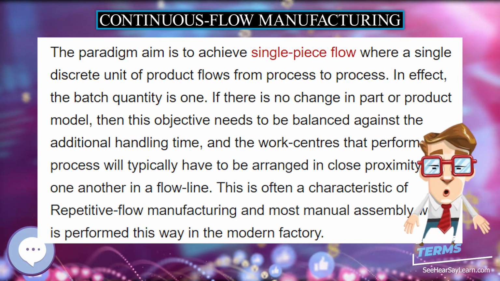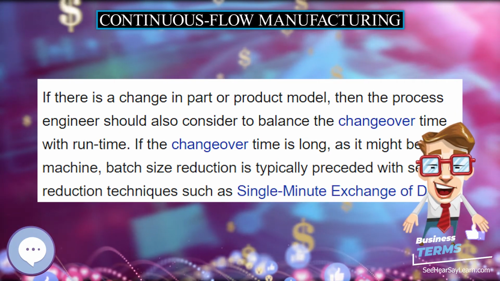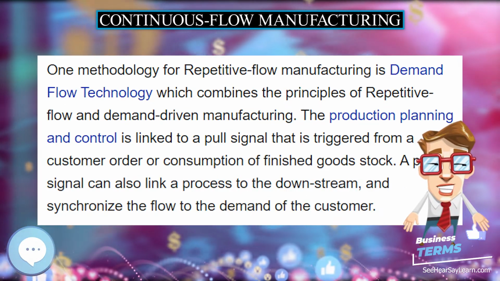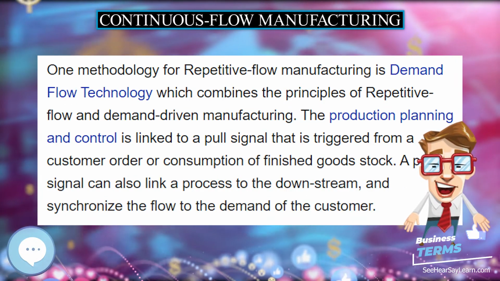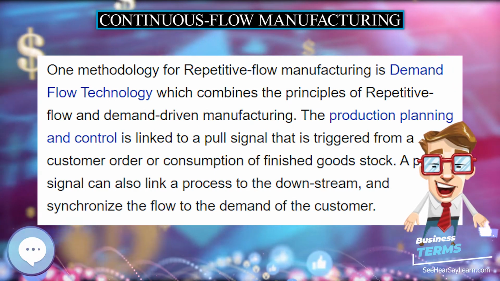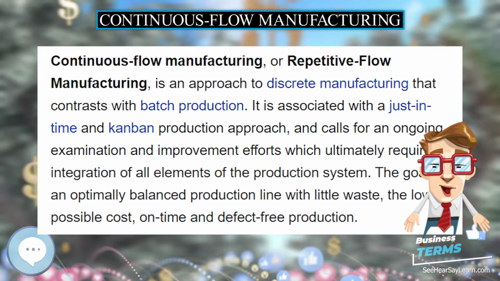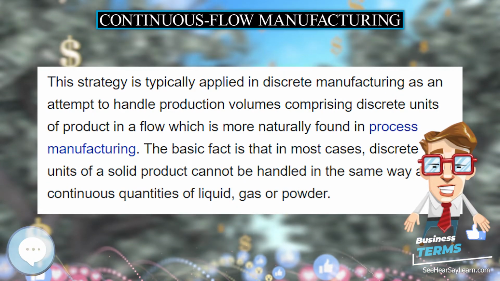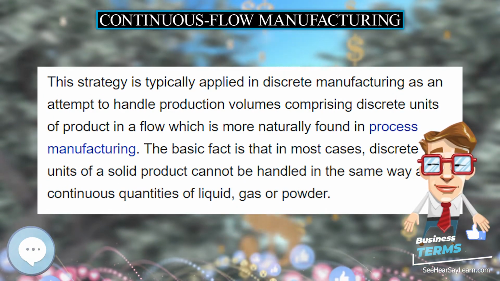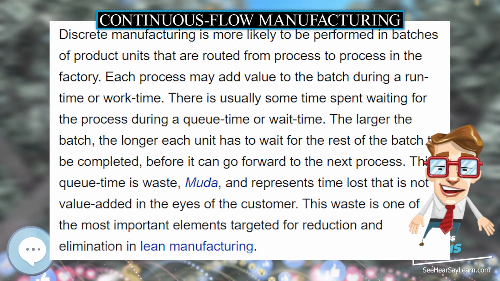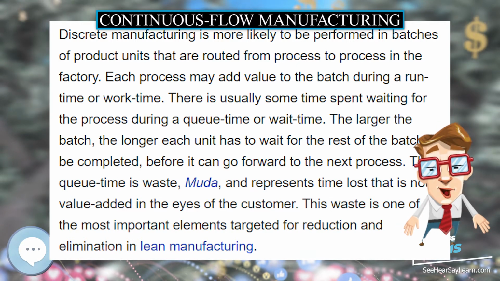Discrete manufacturing is more likely to be performed in batches of product units that are routed from process to process in the factory. Each process may add value to the batch during a runtime or work time. There is usually some time spent waiting for the process during a queue time or wait time. The larger the batch, the longer each unit has to wait for the rest of the batch to be completed before it can go forward to the next process.